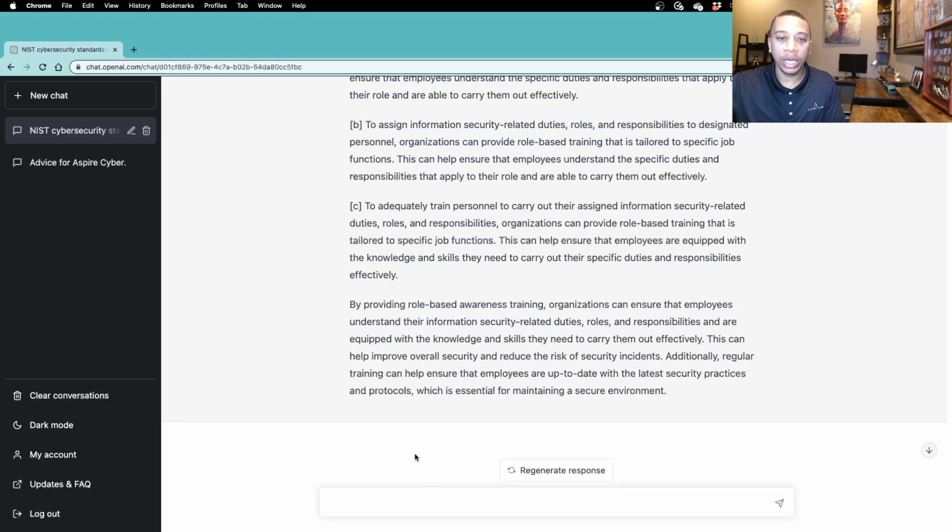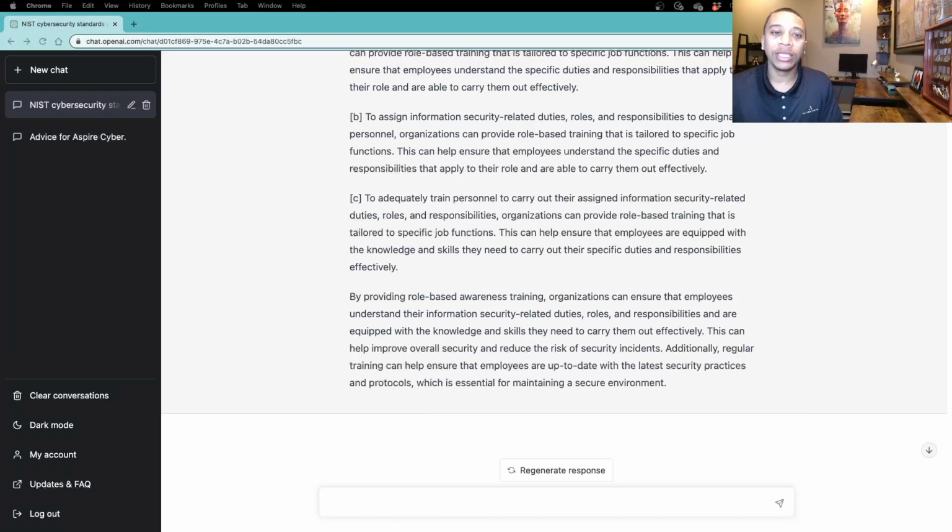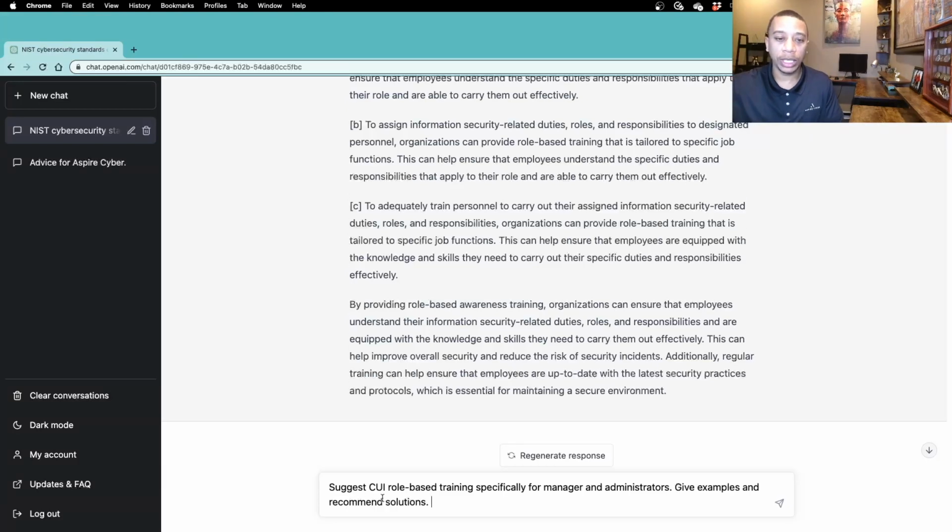So I'm going to go a step further, and since the awareness and training domain is heavily focused on role-based training, ensuring that defense contractors are training their administrators and managers, I'm going to prompt ChatGPT for more specific guidance around training for those administrators and managers to see what we get. So I say, suggest CUI role-based training specifically for managers and administrators. Give examples and recommend solutions.